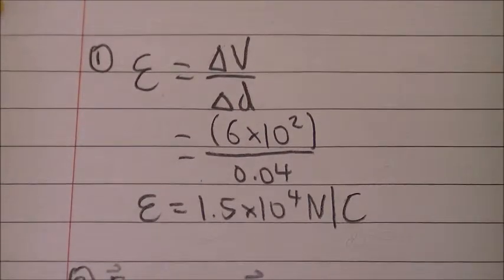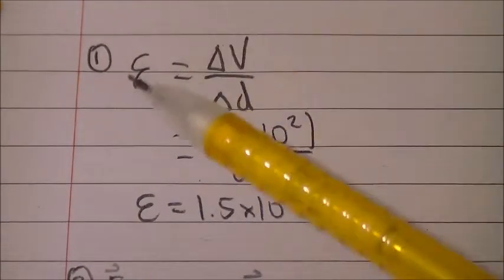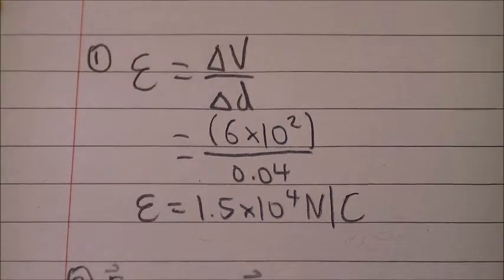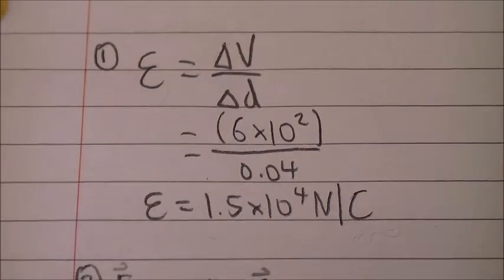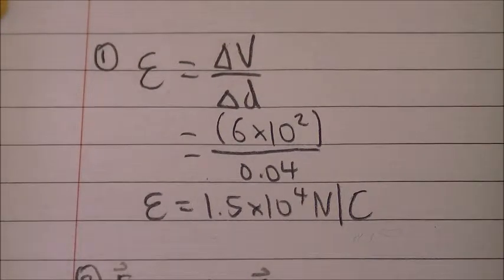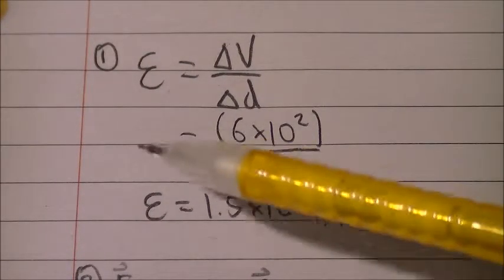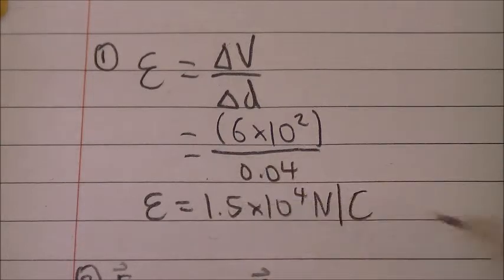Our first step is to find the magnitude of the electric field. And we can solve that by dividing the electric potential difference by the width of the parallel plates. And that gives us an electric field of 1.5 times 10 to the exponent of 4 newtons per coulomb.